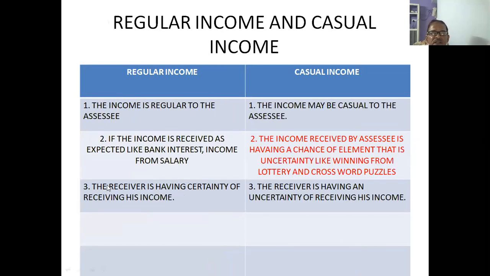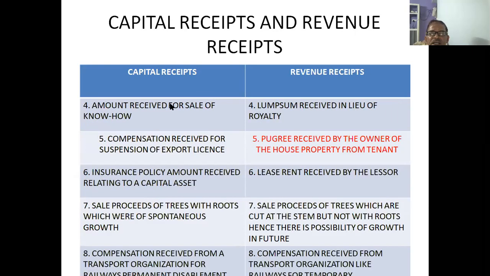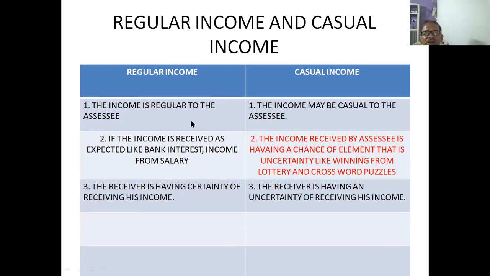There are some more examples here. If the income is received as expected, like bank interest or income from salary, it is called regular income. Now, what is regular income and what is casual income? In casual income, there is some chance element. There is an element of luck, no element of hard work, like winning a lottery or crossword. This is called casual income.